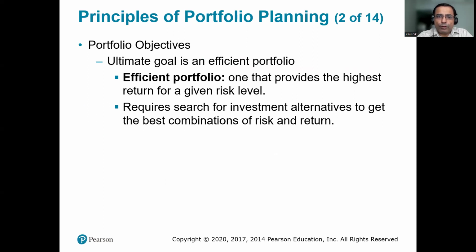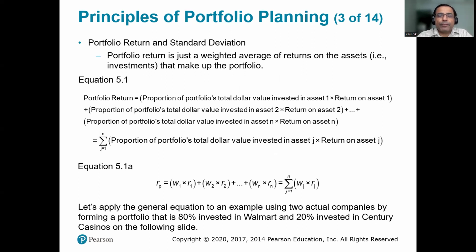So what is portfolio objective? The portfolio objective is to create an efficient portfolio. Efficient portfolio provides the highest return for a given risk level. So to do that, we look at some examples. So we combine different investments in same asset or in different asset classes. The portfolio return is the weighted average of individual investments. So the individual weight corresponds to the percentage share of each investment in the portfolio.